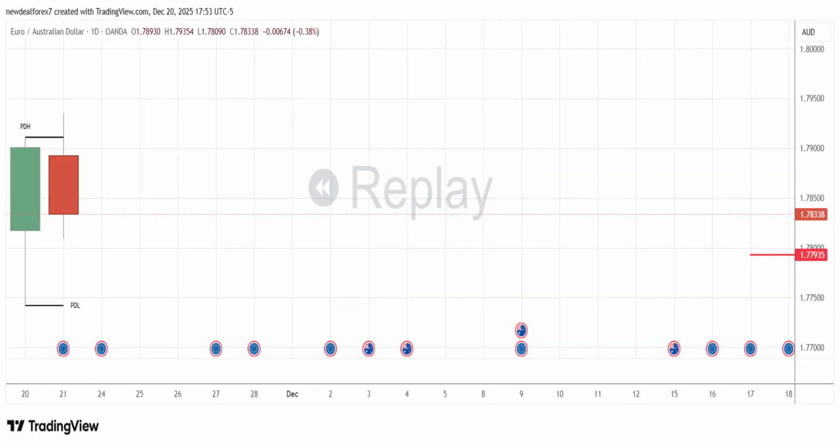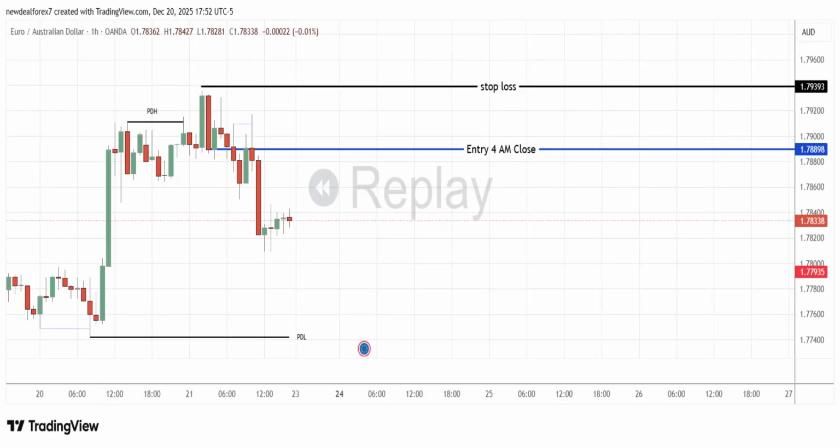Here's another example for a short. Again, this is the daily chart, so daily high and low can be marked automatically for you. And then we see price went above and then below. So let's take a look at it on the 1 hour chart. Here it is. This line right here was the prior day high. Price closed above it and then closed back inside of it.